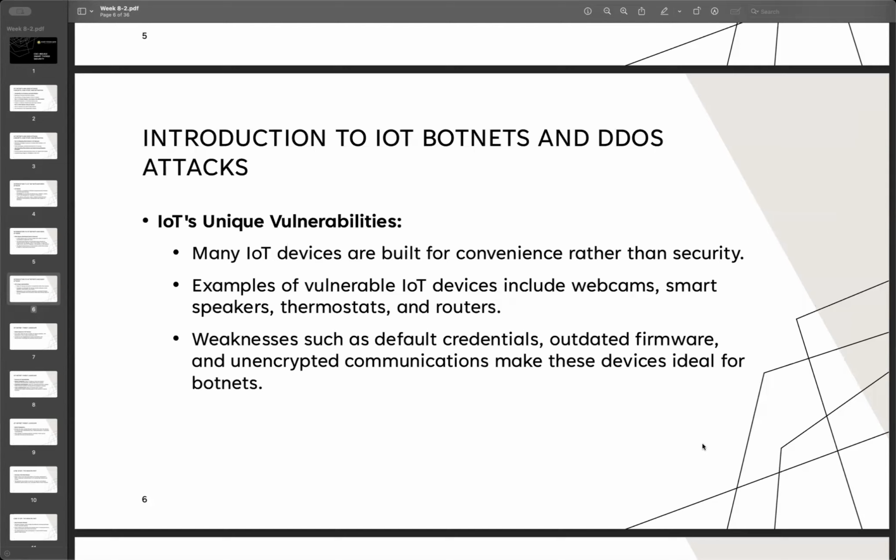Okay, and there are lots of examples of IoT devices, including webcams, smart speakers, thermostats, or even the router itself. And the weakness we always mention is default credentials, outdated firmware, and unencrypted communication, which make all these devices an ideal bottleneck.